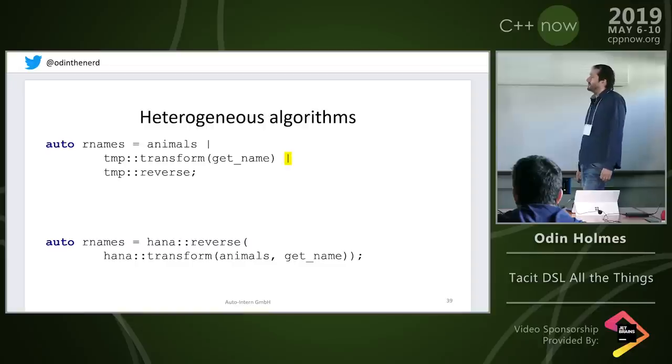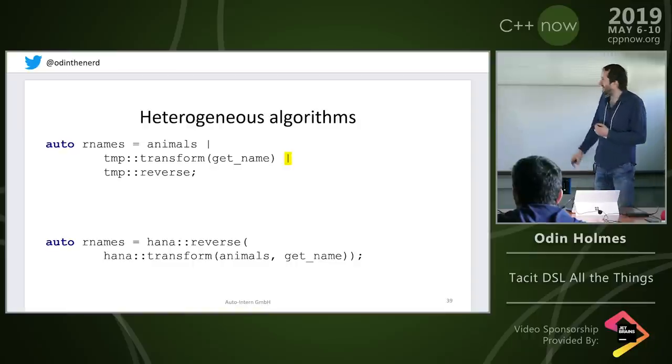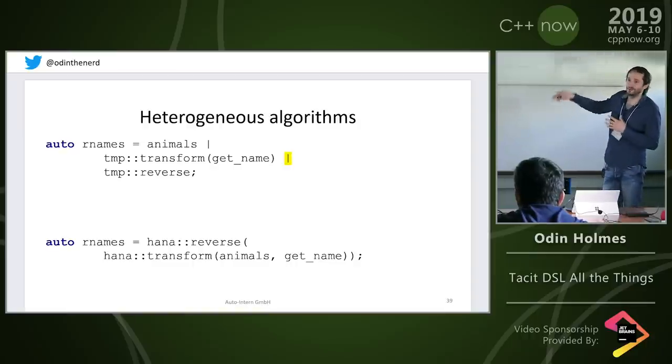What is the type of the thing that is going through that pipe? Niebloid. Well, the operations are probably niebloids, but the type of that thing is unobservable. You know, library implementation detail. Because concept. Yeah.